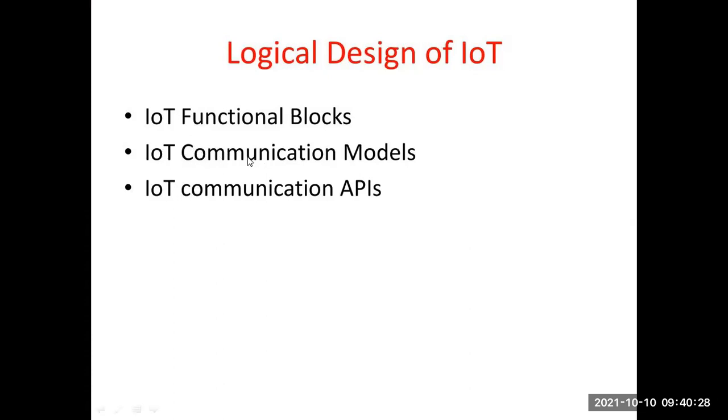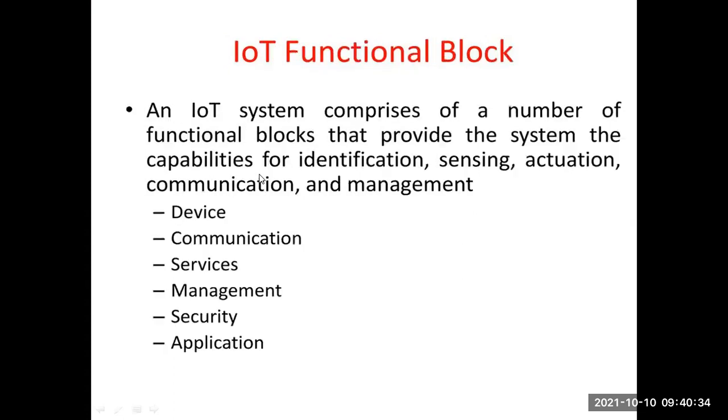I have not covered the communication model in the class, so we'll go into detail on the communication model. The IoT functional block consists of the device, communication, service, management, security, and application. An IoT system comprises a number of functional blocks that provide the system the capability for identification, sensing, actuation, communication, and management.